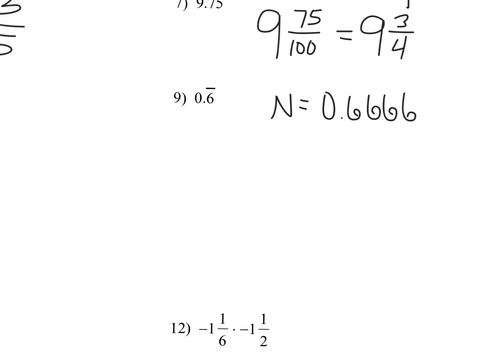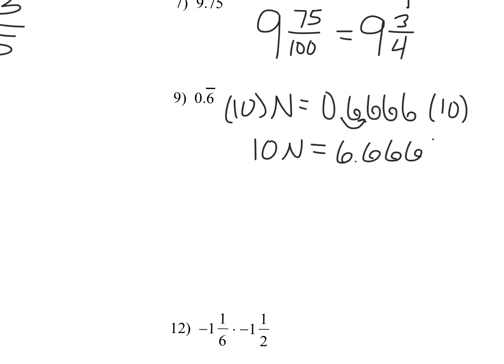What do we multiply by? Not by 6, multiply by 10. Multiply by 10 on both sides. What's 10 times n? 10n. What do I get on this side? 6. Good, that decimal just moves over, so I have 6 point, all those 6's that are still repeating. What is my next goal? Get the repeating gone. How do I do that?